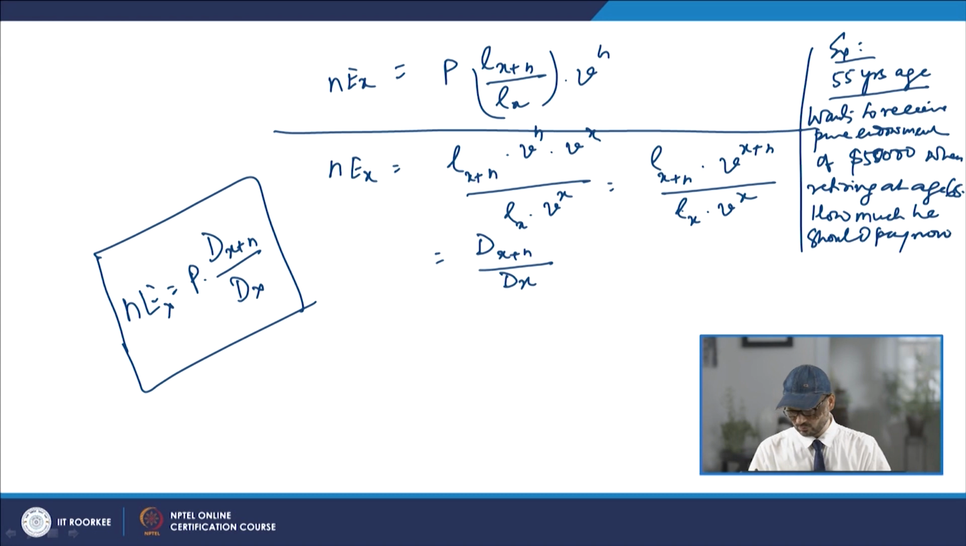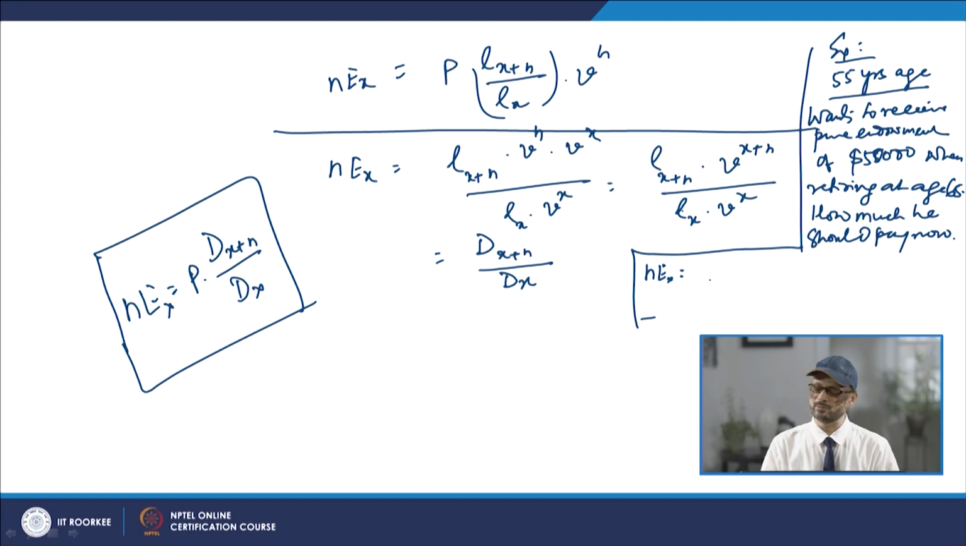So, in that case, you are putting some amount, and then he will be getting maybe after 10 years. So, your n is 10, x is 55. So, x plus n is 65, and in that case if you have to calculate, you will calculate nEx as P times, where P is 50,000. So, that is what he wants to receive, and then it will be D of 65 by D of 55.